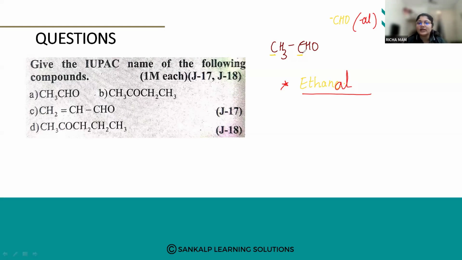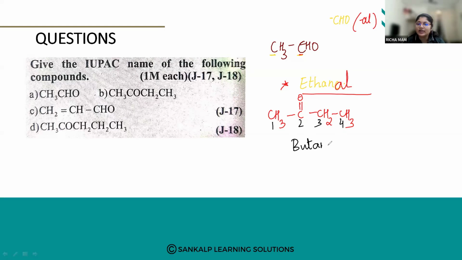The number of carbon atoms is 2, so it is ethane, and e is replaced by al, giving ethanal. Next compound: CH3, C double bond O, CH2 and CH3. Count the number of carbon atoms: 1, 2, 3, 4. So it is 4 carbons.